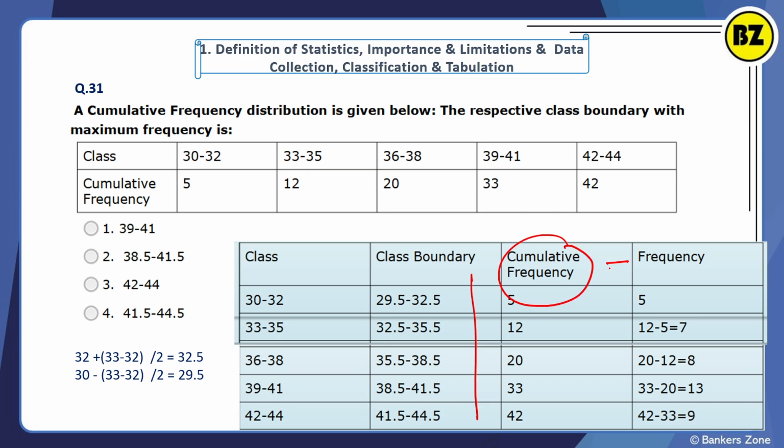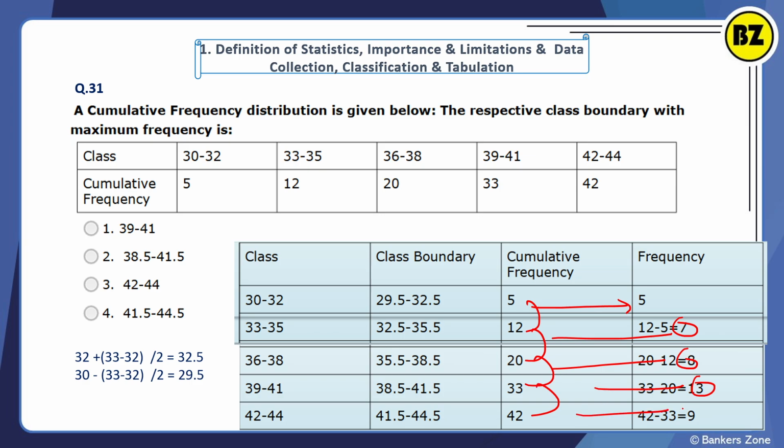Now, from cumulative frequency we can derive the frequency. How? See, for 5 we will take it as 5. Now for the next, 12 minus 5 is 7, 20 minus 12 is 8, 33 minus 20 is 13, 42 minus 33 is 9. In that way we can find the frequency. Now, what is the highest frequency here? 13 is the highest frequency.